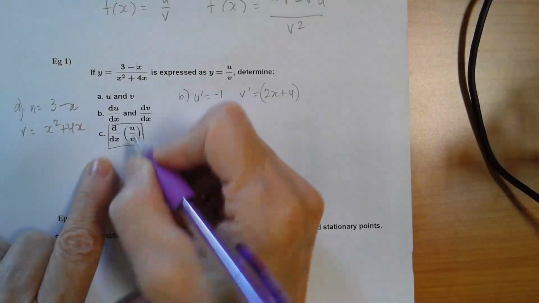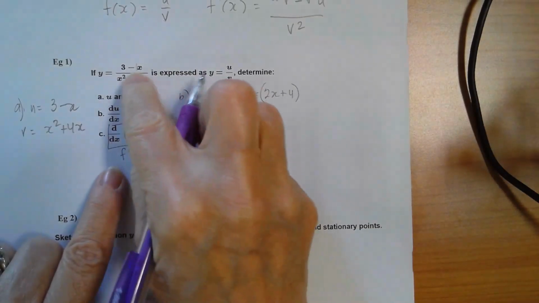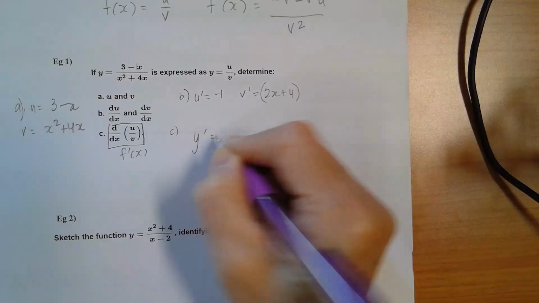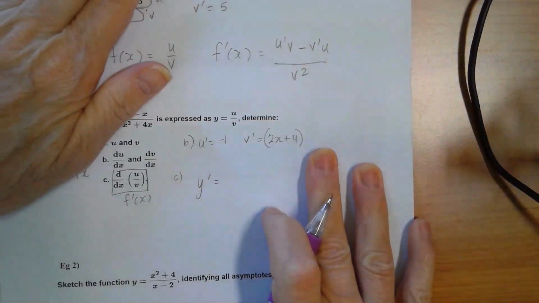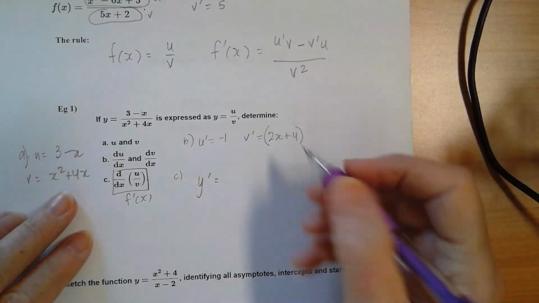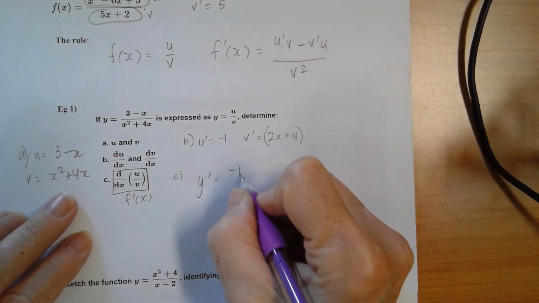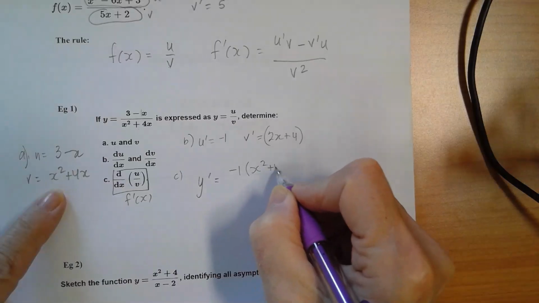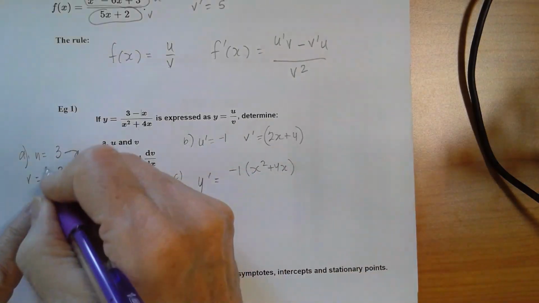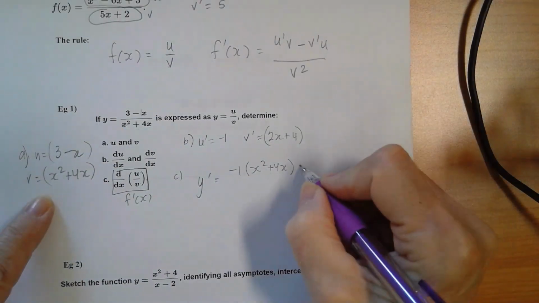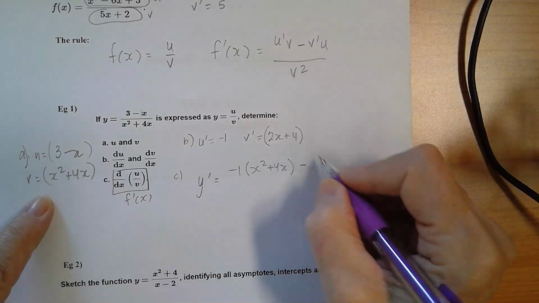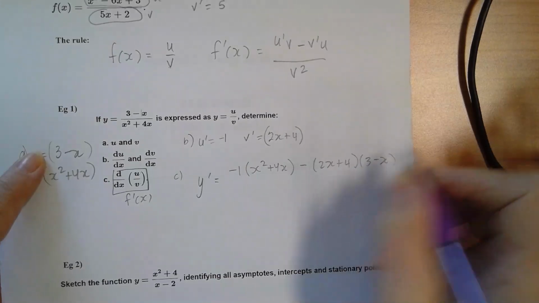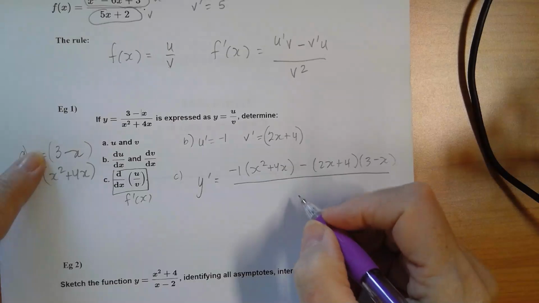In our world, that just means f dash of x, if this thing is f of x, or y dash. So I'm going to write y dash equals, and I'm going to use my formula that's right up here, and I would write it down every time for a little while. It's u dash, so that's negative 1 times v. v has to come as a whole set, so x squared plus 4x in brackets. It's got to stay in there. These things are all bracketed. Minus v dash, which is 2x plus 4, times u, so that one, all over v squared.